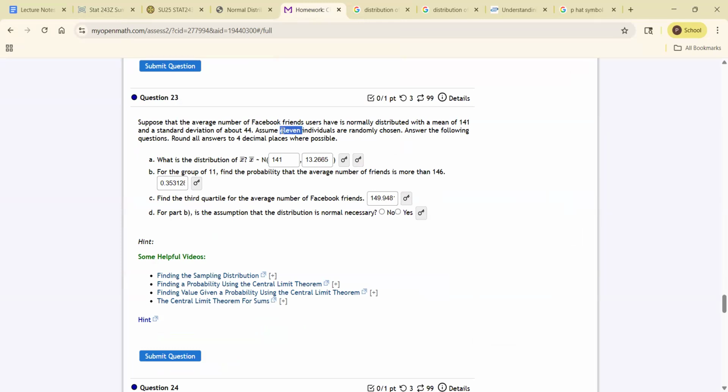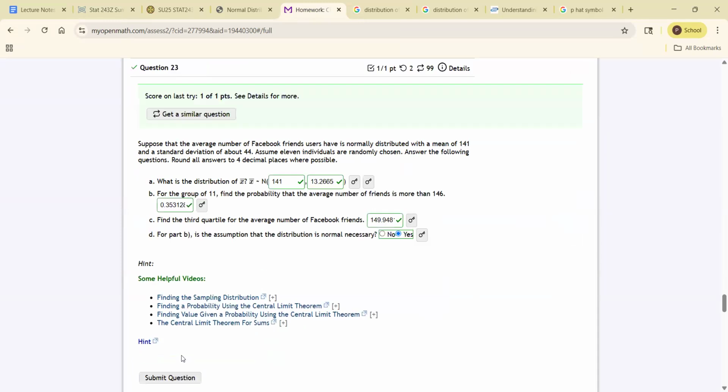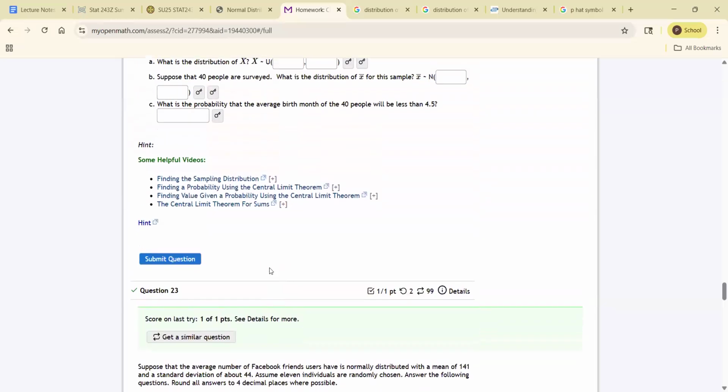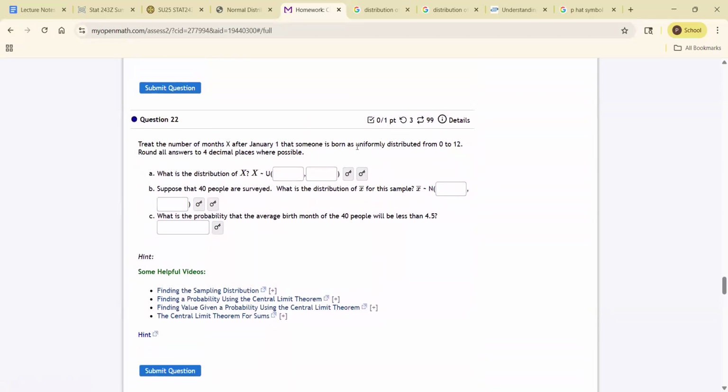Now, notice 11 was a lot smaller than 30, which I said was the minimum sample size, but we're in luck. If the underlying distribution is also normal, then you don't need a sample size of 30. There are some other questions like this. Here's one where the underlying distribution is uniformly distributed, but you've surveyed 40 people, so your sample size is large enough to use the normal distribution and to use the central limit theorem.